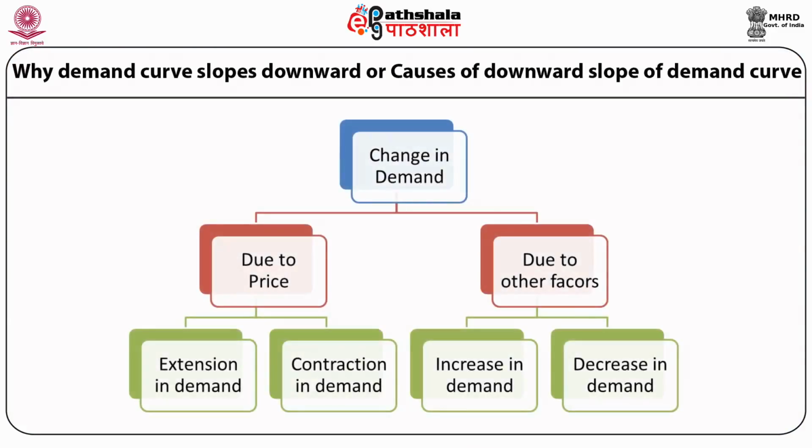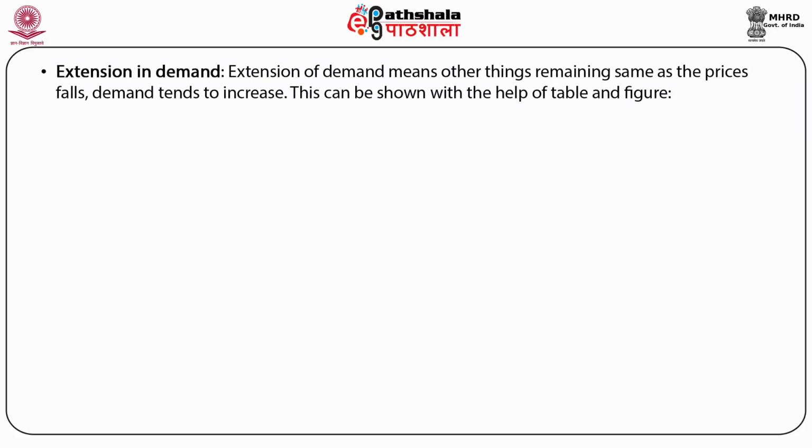As it is shown in this diagram, demand changes for two reasons, that is due to price and due to other factors. When demand changes due to price, it is called extension in demand or contraction in demand. When demand changes due to other factors like fashion, taste, habits, etc., then it is known as increase in demand or decrease in demand.